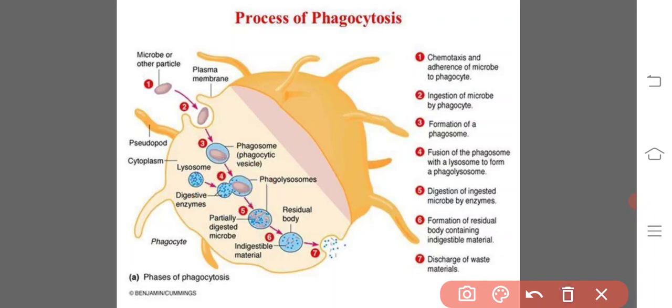Then digestion and egestion. The dead microorganisms and the damaged cells undergo digestion due to hydrolytic enzyme action, and the undigested material is ejected out from the cell.